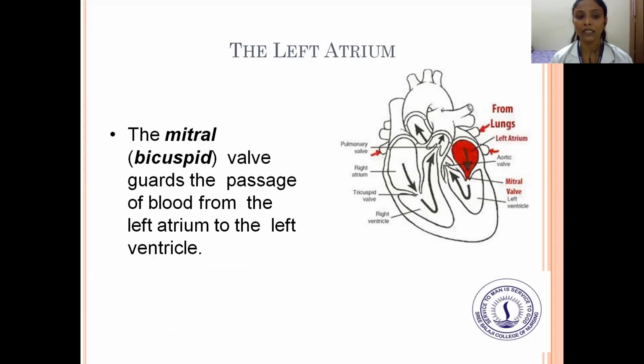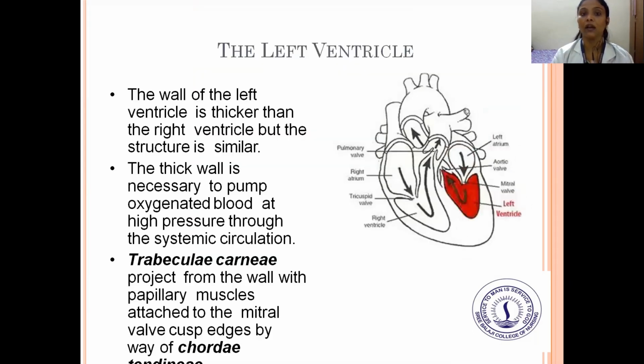The mitral bicuspid valve guards the passage of blood from the left atrium to the left ventricle. That is called the bicuspid valve, otherwise called the mitral valve. And the left ventricle: the wall of the left ventricle is thicker than the right ventricle, but the structure is similar to that of the right ventricle. The thick wall is necessary to pump the oxygenated blood at high pressure through the systemic circulation.